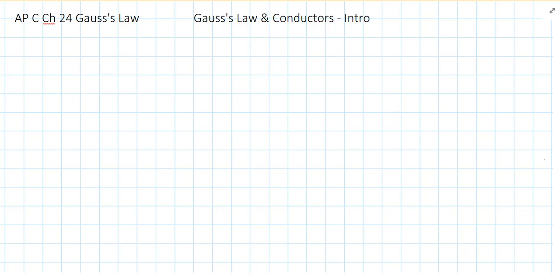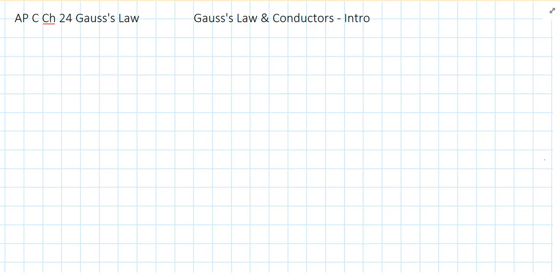Hey folks, for the last part of our chapter 24, we're going to talk about Gauss's law and how it involves conductors. All the other examples we've done were with insulators, where we had charge stuck within the insulator. Maybe we have a ball of plastic or something like that, where you could theoretically put charge inside of it. Well, for conductors, we've got a different situation. Conductors allow the free flow of charge.